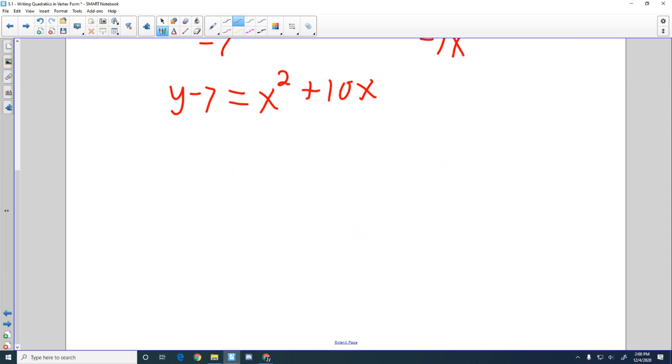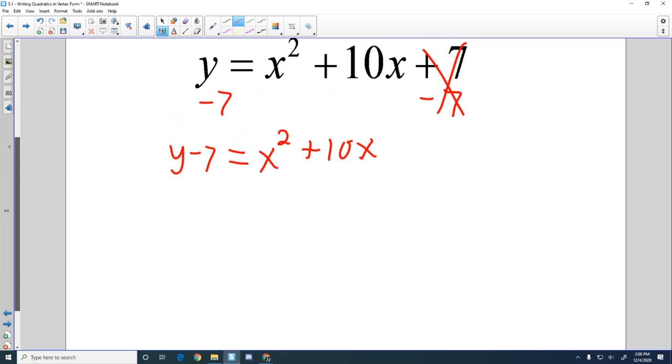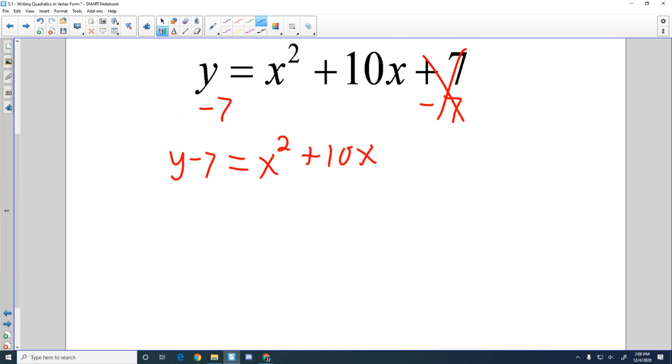Now, we want this to be a perfect square trinomial. So here's where we get to have that fun that we wanted. What is the magic number that we want to have as a constant? What's half of 10? And then squared. Don't we want this to be a 25?